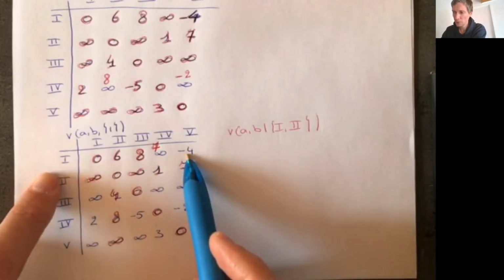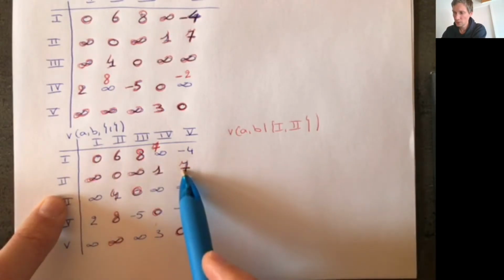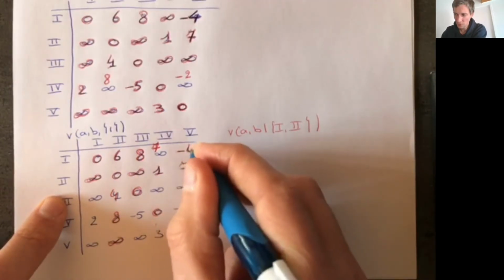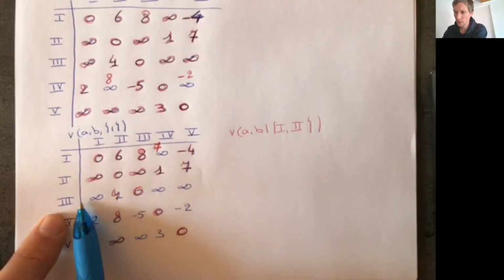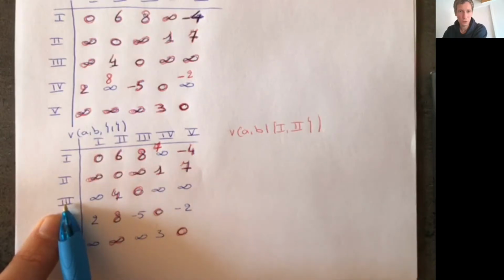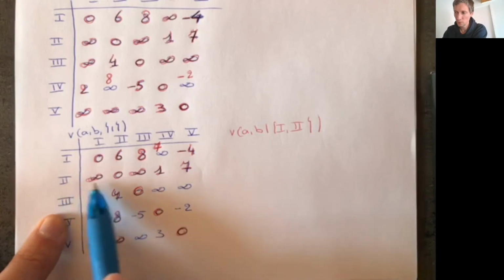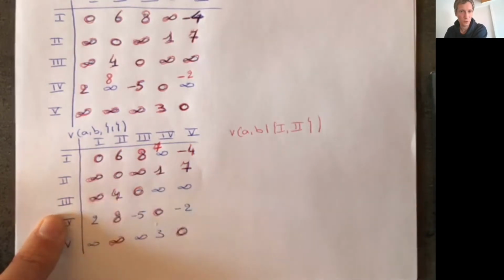1 to 5 was minus 4. If I go via 2, I have 1 to 2 is 6, 2 to 5 is 7, 6 plus 7 is 13, so this minus 4 is smaller than 13, so this stays at minus 4. Let's look here. 3 to 1 is infinity. If I first go via node 2, I have 4, and then 2 to 1 is infinity, so this is not going to help me because 4 plus infinity is still infinity.